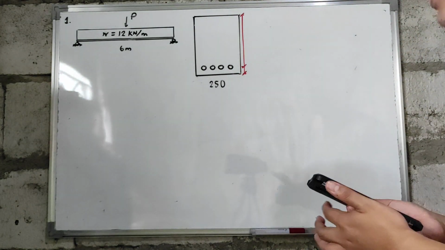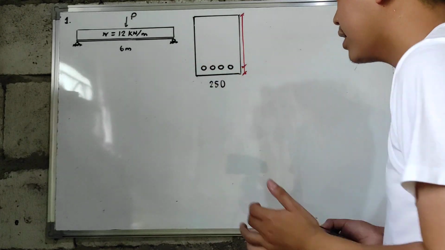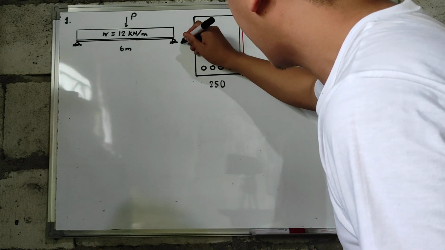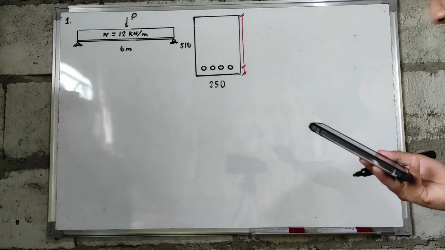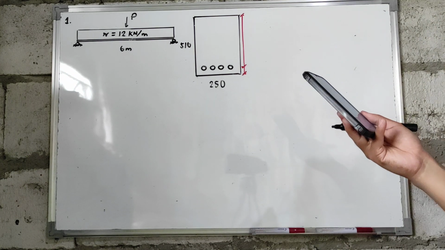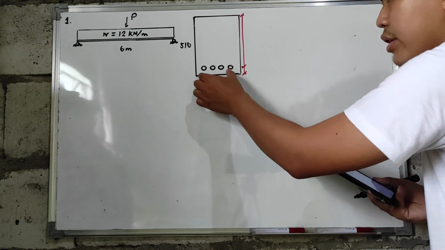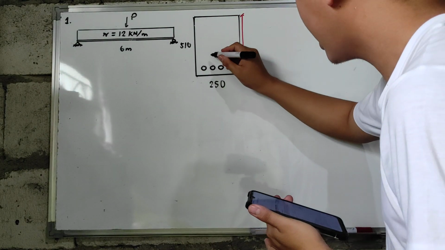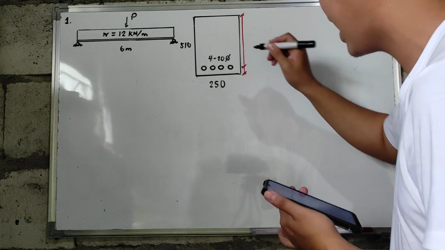So usually sa mga problems natin, inuuna lagi yung base, tapos yung height ng beam natin. So the height of our beam, that is 510 mm. It is reinforced with 4 20 mm diameter bars in one row. So in a single row, meron tayong 4 na piraso ng 20 mm diameter bars.